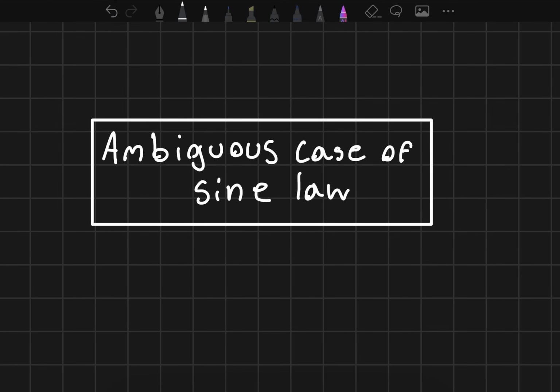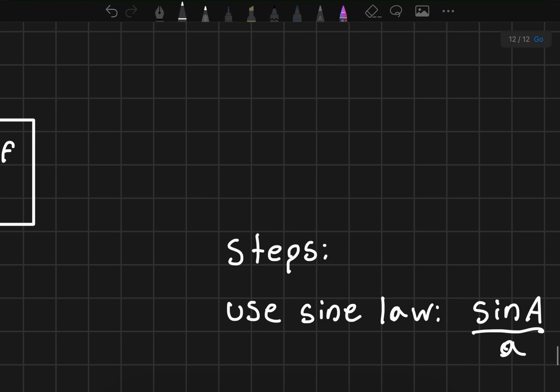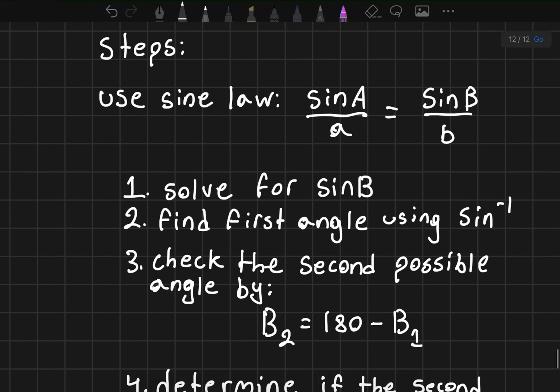Everyone, today we'll be going over the ambiguous case of sine law. So first, let's review the rules of the ambiguous case of sine law.